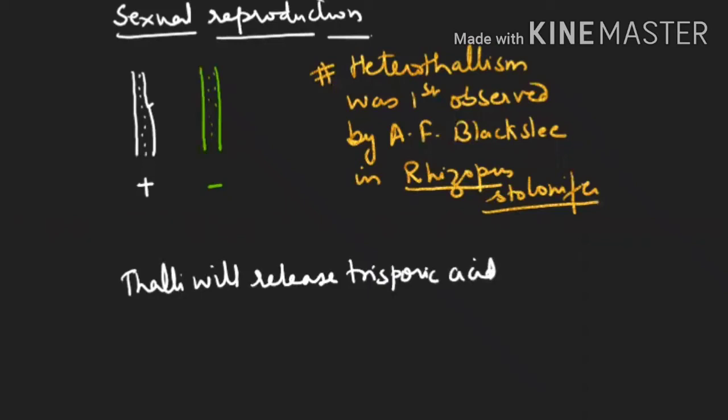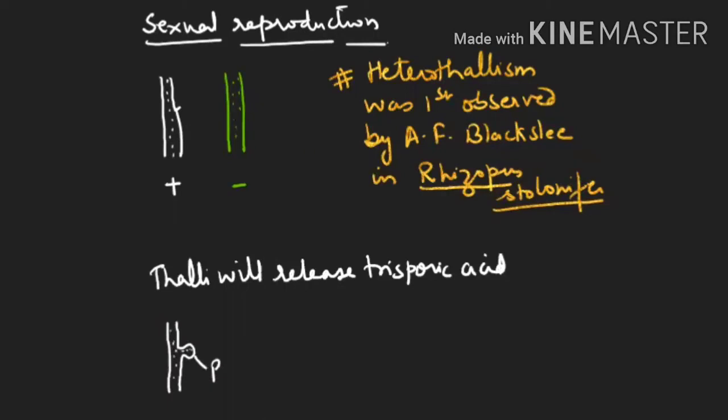So what will be the response? If the chemical is released by the minus strain, then the plus strain will make a swelling. This swelling is known as progametangia. In the same way, the minus strain will also make progametangia in response to the chemical released by the plus strain. So this is the formation. First step is the formation of the progametangia. Clear?